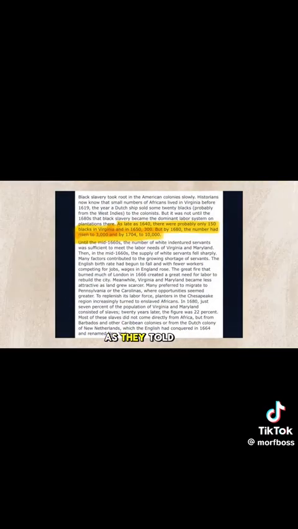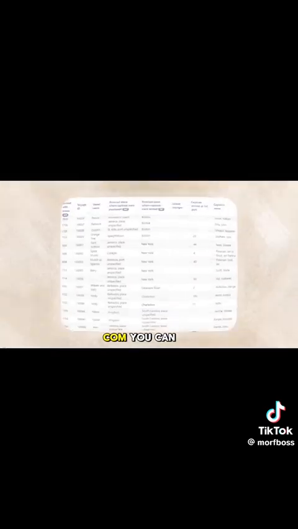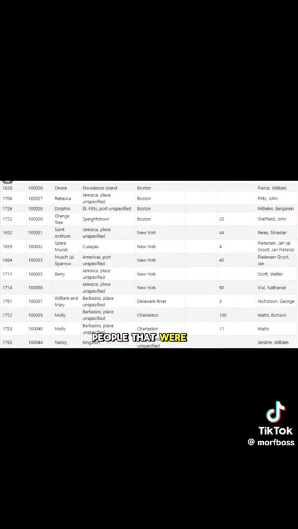So through documentation we have as early as 1640, there were probably only 150 African enslaved people in Virginia, as they told it. Remember, 20-odd something arrived in 1619 on the ship the White Lion. And when you look at slavevoyages.com, you can see most of these people that were coming to Virginia at this time were coming from other places in the Americas. These people were not from Africa.